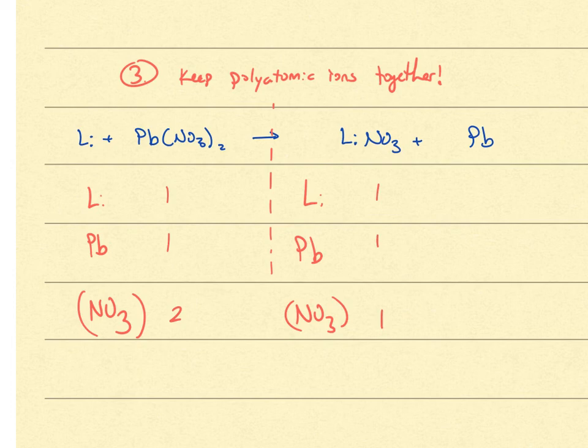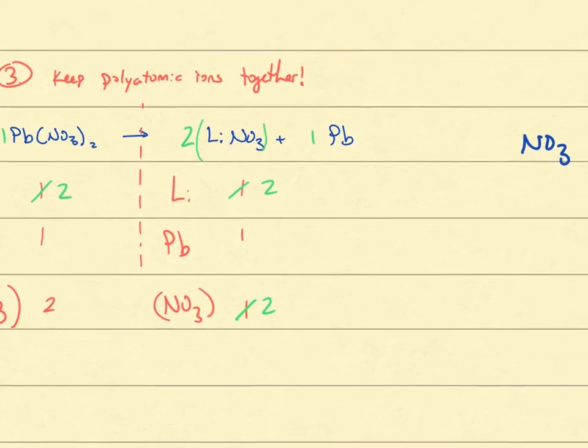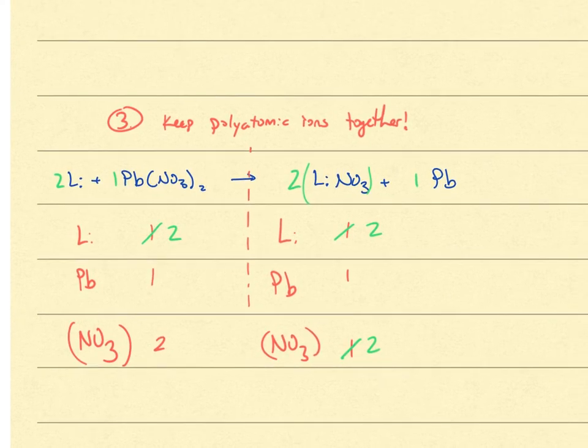So I keep polyatomic ions together, and I'm going to double my nitrate on the right-hand side. So I'm going to double my nitrate, and that turns lithium into double as well, because it doubles this molecule, but not the lead. So then I go back to the left, and I need to double my lithium to make 2, and then I double check that everything is the same, and it is. So my final answer is 2, 1, 2, 1. So that's my third rule or third guideline. Keep polyatomic ions together when possible.